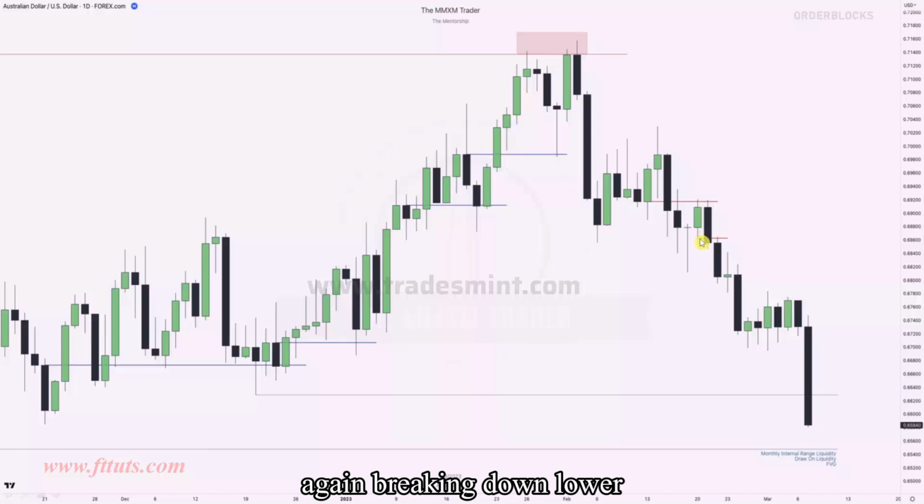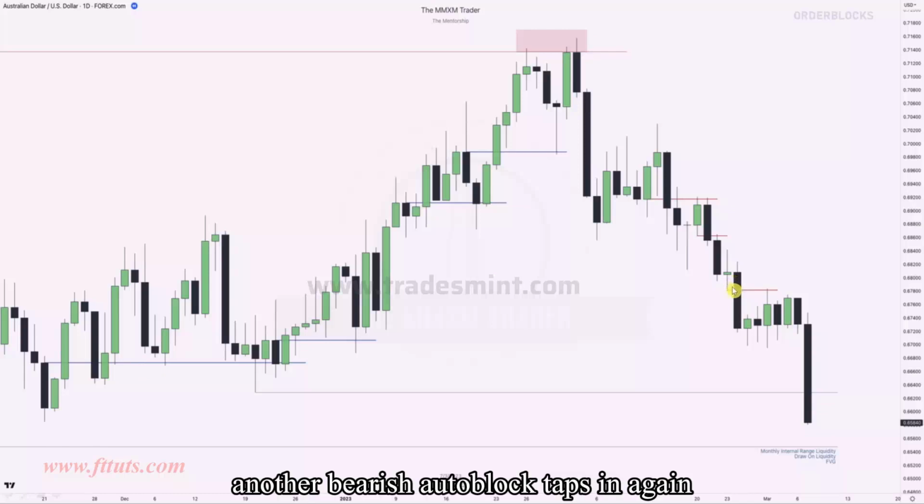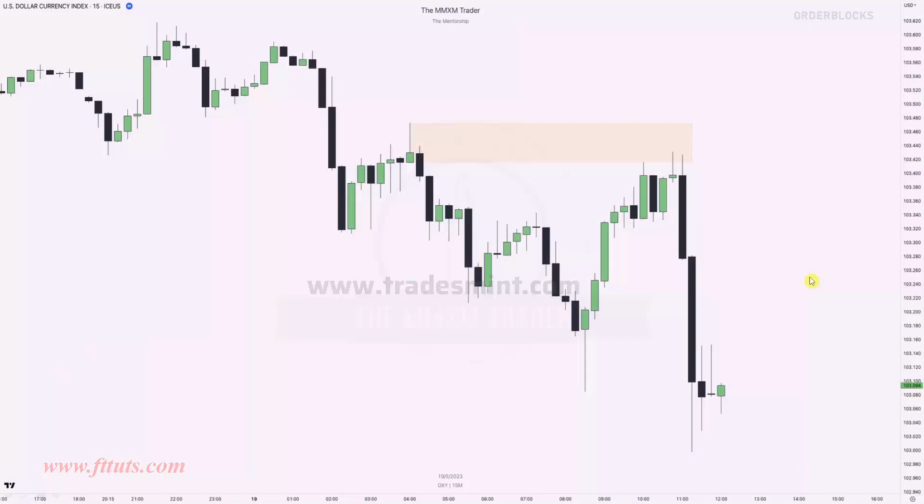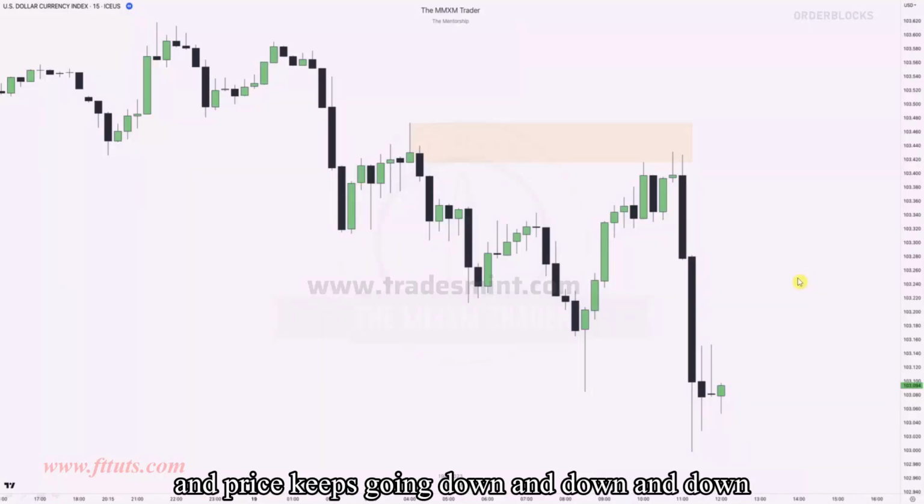Again, breaking down lower, another order block, price being tapped into here, moving down again, another bearish order block tapped in again. And remember, also a fair value gap, right? So it's paired up with a fair value gap, making it even higher probability. And price keeps going down and down and down.